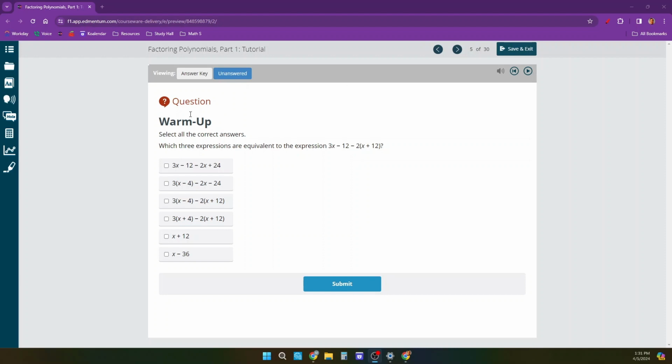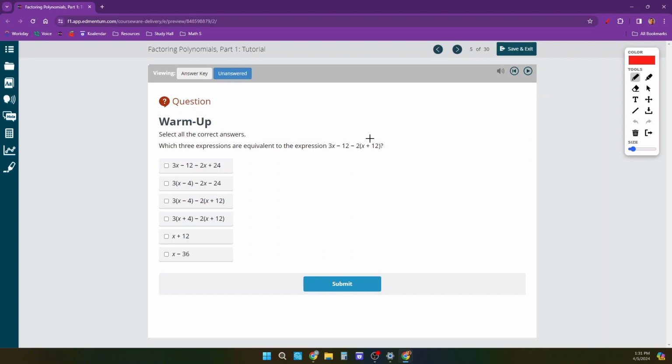So we start on page 5, where we encounter our first warm-up question, where it says, select all the correct answers. Which three expressions are equivalent to the expression 3x minus 12 minus 2 times x plus 12? So we are not necessarily getting one answer. We're not just simplifying, but we are trying to see how we could rewrite this expression without changing its value. So let's play around with it and see what we could find. We're looking for three equivalent expressions.